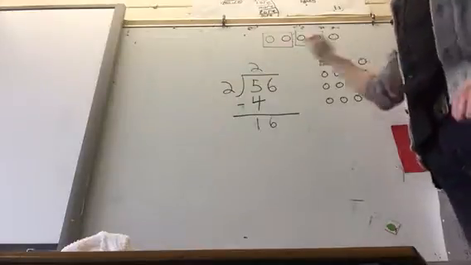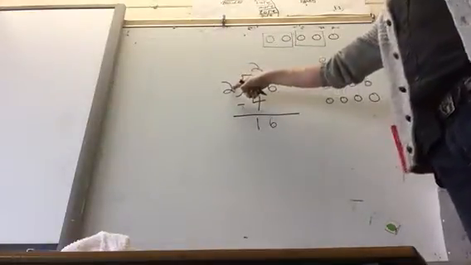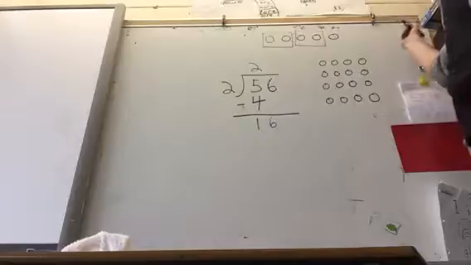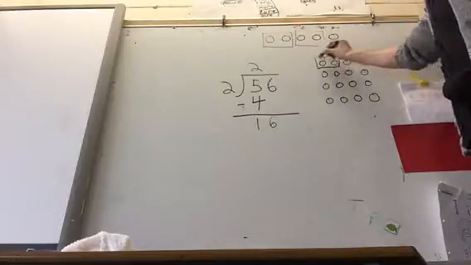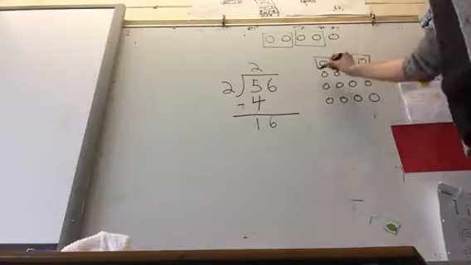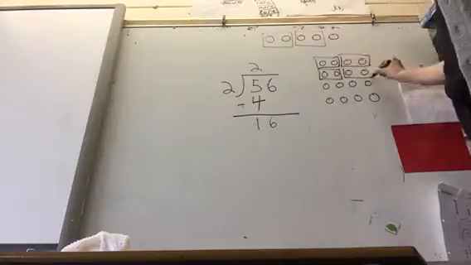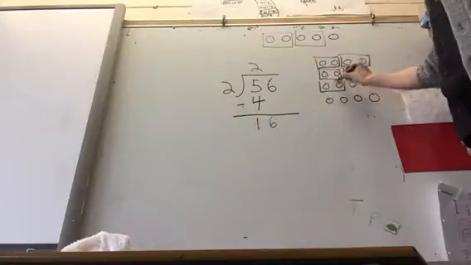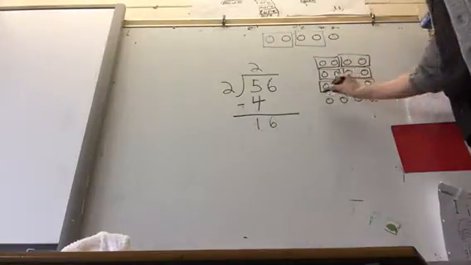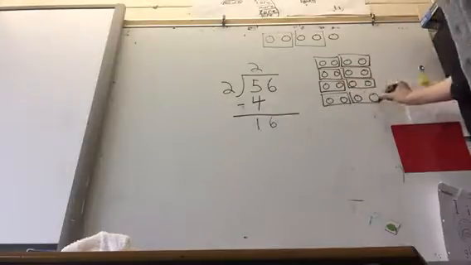So we have 16 cookies. We want to make groups that have 2 in each group. So here's our 16 cookies. Let's see how many groups of 2 we can make. 1, 2, 3, 4, 5, 6, 7, 8.